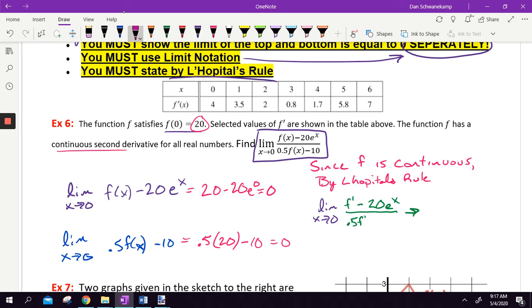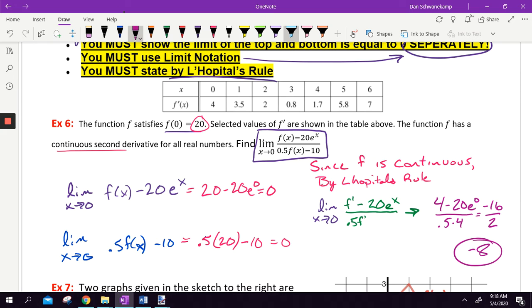So f prime at 0 is 4 minus 20 e to the 0 all over 0.5 f prime at 0 is 4. So on bottom, I got 2. On top, I got 4 minus 20, so that is negative 16. Negative 16 divided by 2 is negative 8.